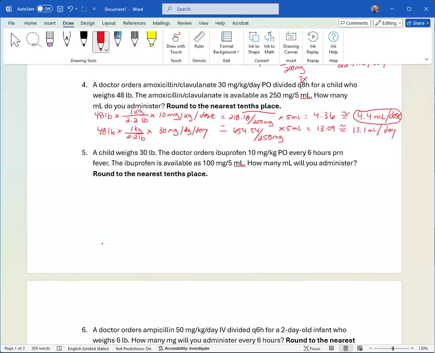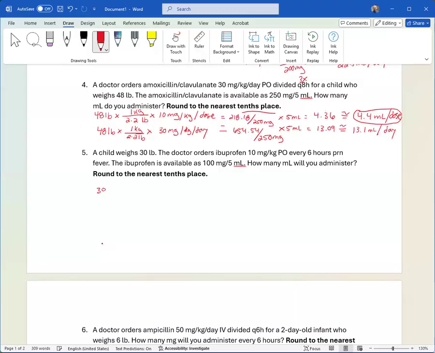Now, this is written a little bit differently, because it says the doctor orders ibuprofen 10 milligrams per kilogram every 6 hours. Okay, so it's telling you this is the per dose. So I don't need to divide anything. It says the ibuprofen is available as 100 milligrams per 5 ml. How many ml would you administer? So for this one, I'm just going to focus on the per dose.